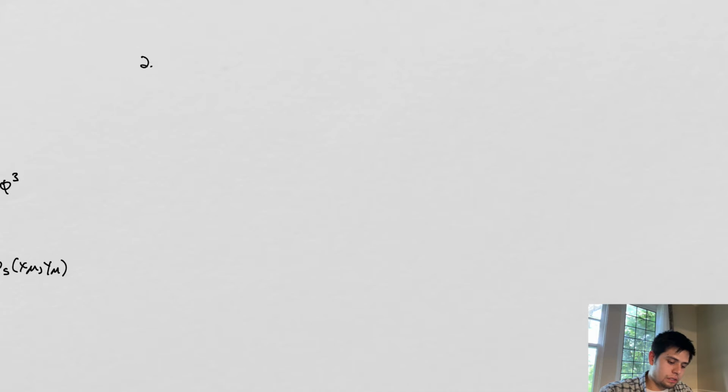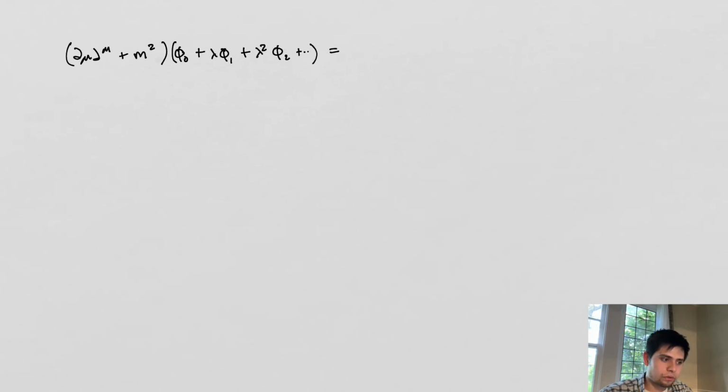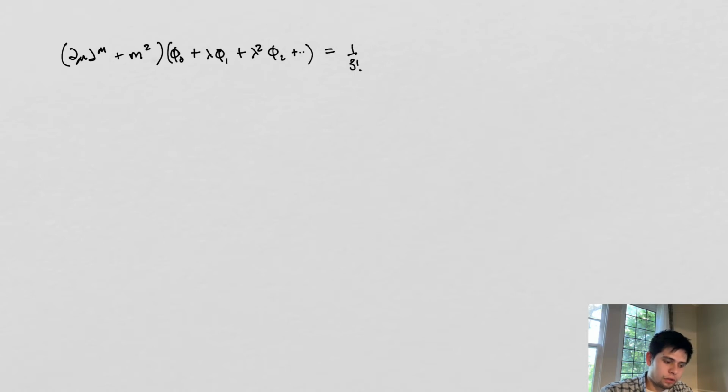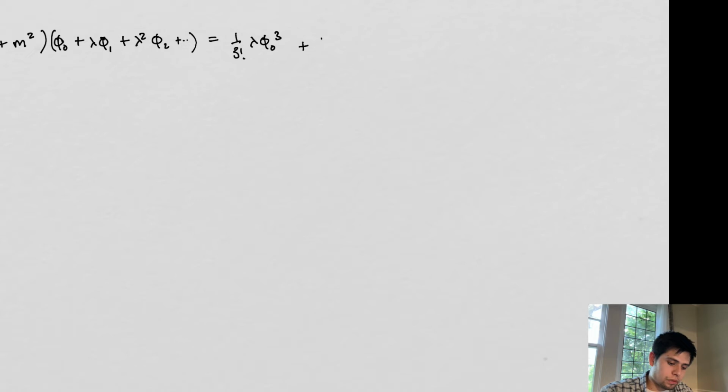The point is that D mu plus m squared times phi 0 plus lambda phi 1 plus lambda squared phi 2 and so forth is equal to 1/3 lambda 0 cubed plus 1/2 lambda squared phi 0 phi 1 plus 1/2 lambda cubed phi 0 phi 1 and so forth.